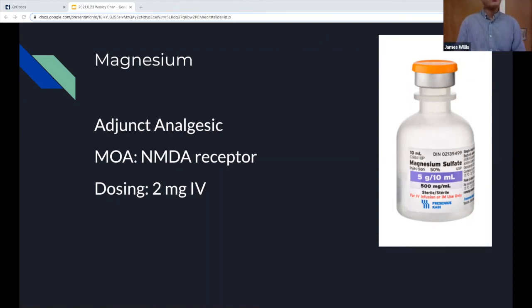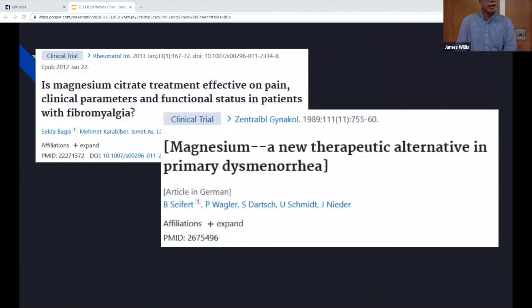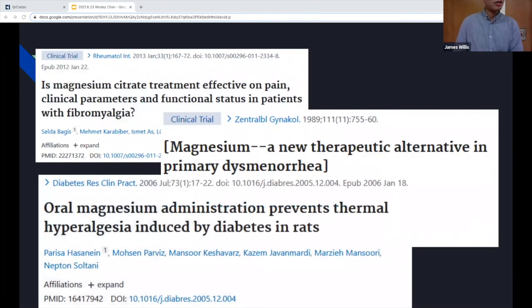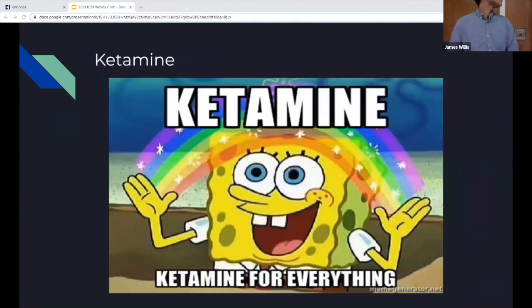The literature doesn't really show how much magnesium to give, but magnesium toxicity is pretty high at around 10 milliequivalents per liter. So I think giving around 2 grams IV is pretty safe for a lot of these patients. Some of these studies I've shown are about fibromyalgia and dysmenorrhea, and a lot of the literature is also for diabetes, for hyperalgesia. A lot of it is shown for migraines as well as tension headaches.